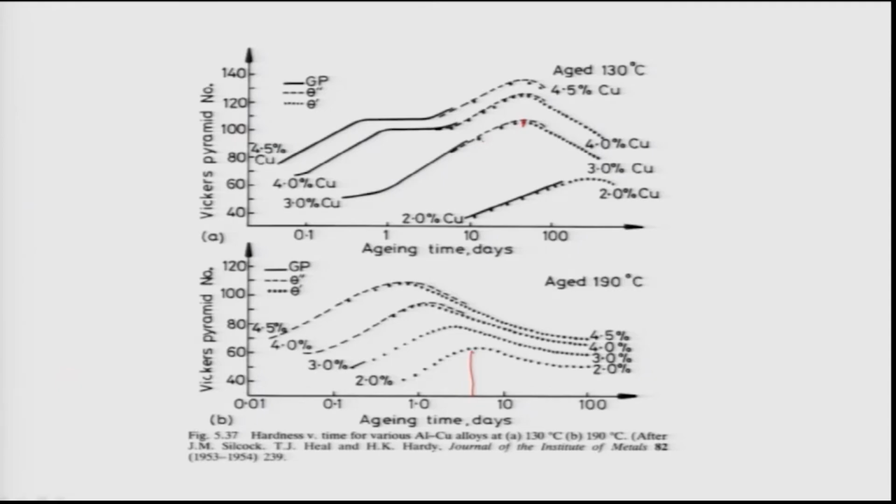Why is this such a kind of behavior you observe? First of all, GP zones are basically what? They are actually copper layers sitting on the aluminum planes. I have been telling you again and again. So these copper layers actually start blocking the dislocation motion. But because there are only few layers of copper atoms, the hardening is not very high.